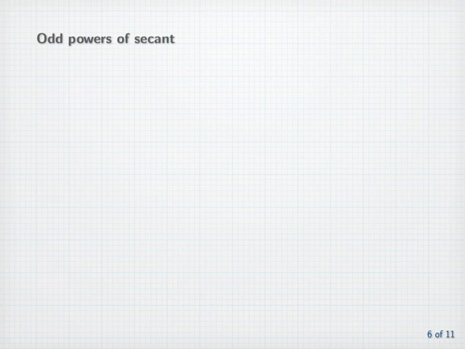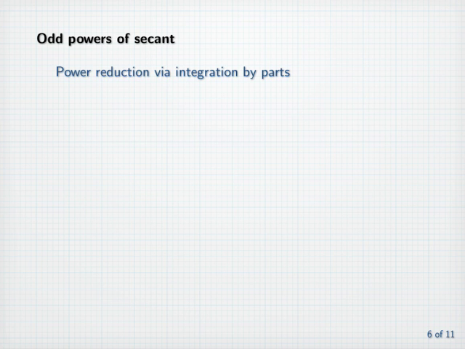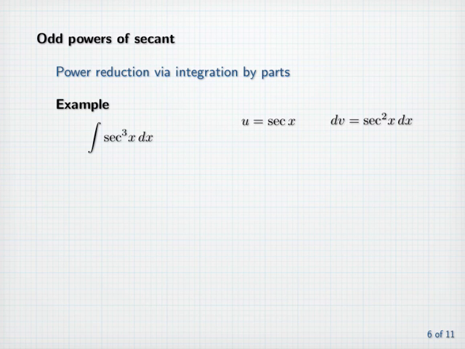So now we come to what is maybe the most interesting case, that is, odd powers of secant. Odd powers of secant need to be handled by power reduction via integration by parts. Now let's look at the example of the integral of secant cubed x dx. We'll do this by parts as follows. We'll let u equal secant x, so that dv is secant squared x dx. Then du is secant x times tangent x dx, and v is equal to tangent x.